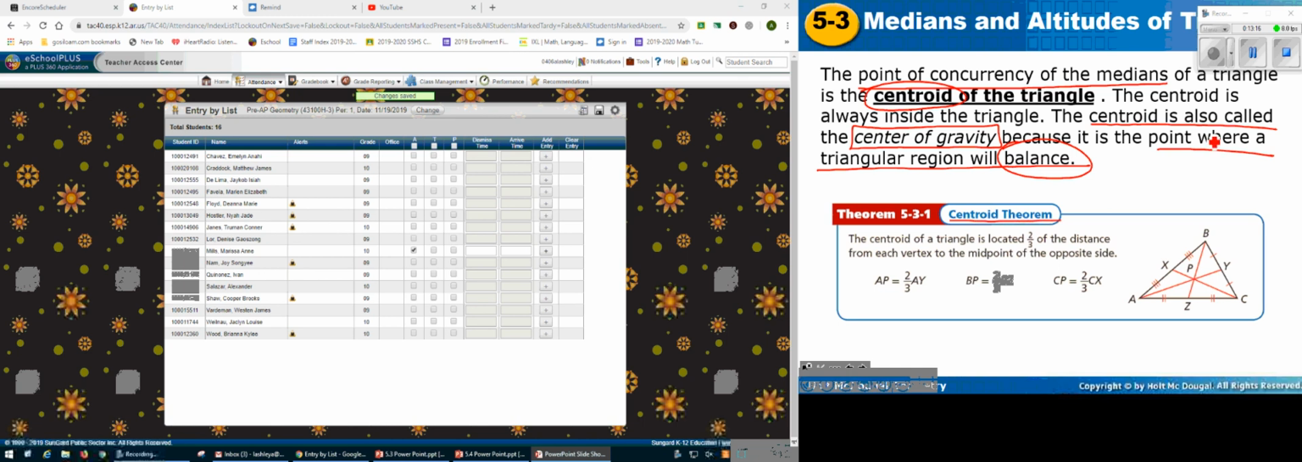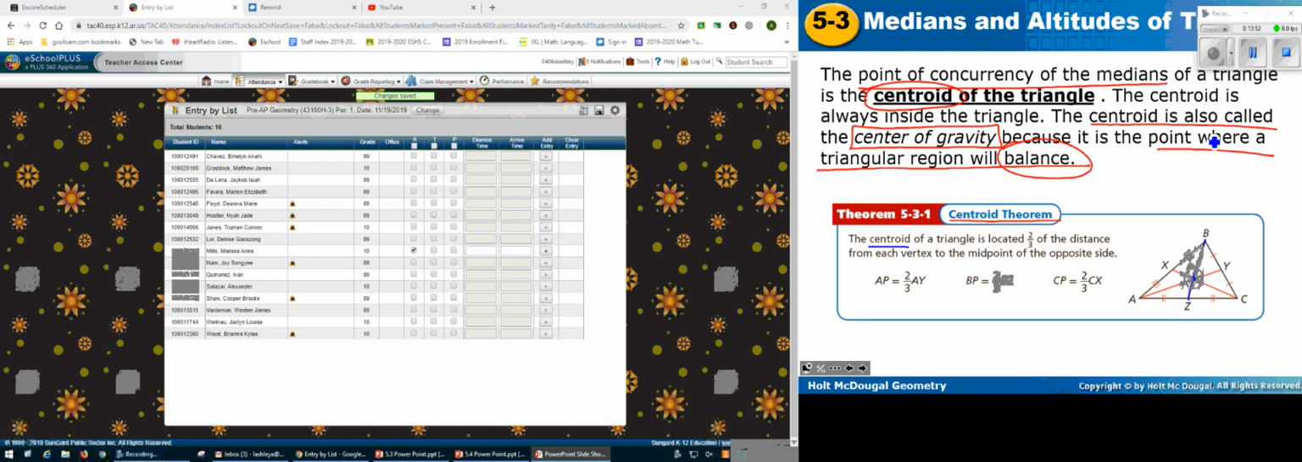It is not equidistant to anything. Okay? That's those two from last class. The centroid is going to split each median. So here's my centroid. It's going to split each median into two pieces, right? So for example, on this one, I've got BP and ZP, two pieces. When it splits your median into two pieces, it's going to split them so that one of those pieces is 2/3 of the entire median, and the other piece is going to be 1/3 of the entire median.